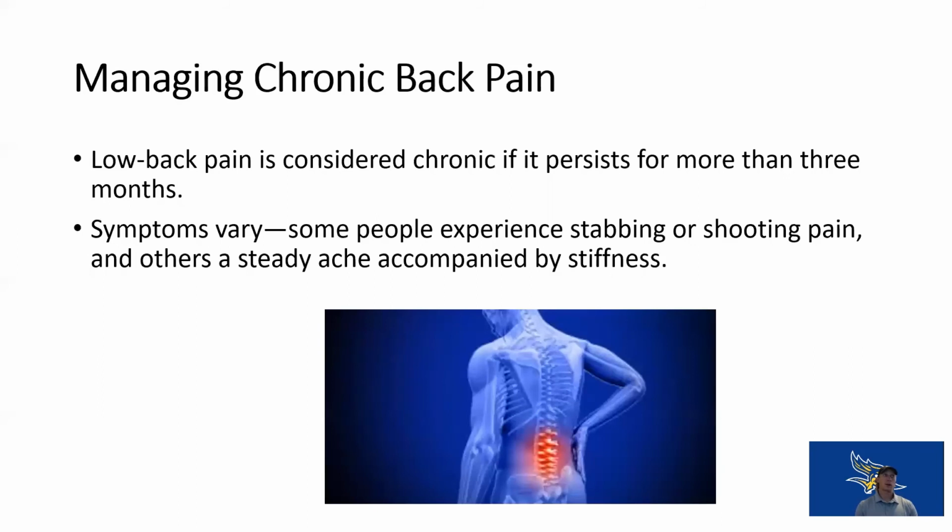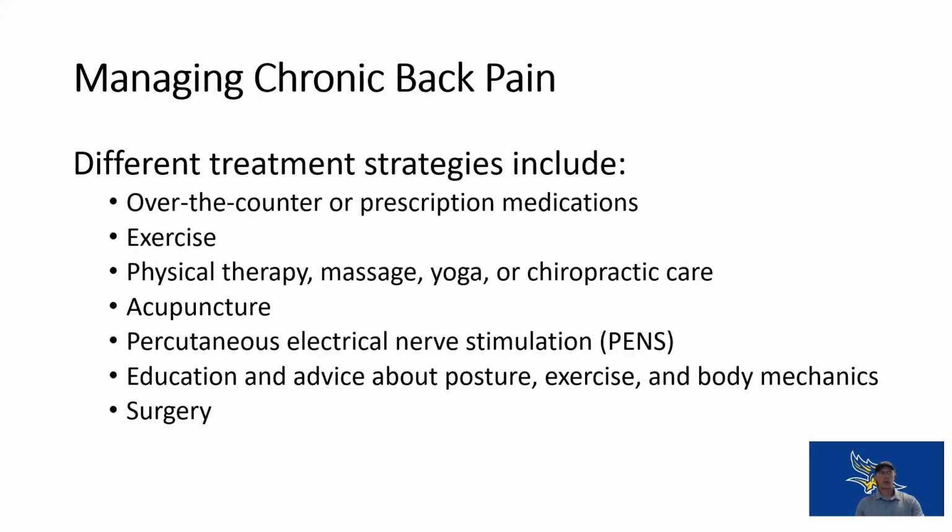Okay, what about chronic back pain though? Chronic back pain is something that persists for 3 or more months. This could be stabbing, shooting, aching, stiffness. These are all types of chronic back pain. Some treatments would be over-the-counter prescriptions, exercise, physical therapy, things like acupuncture or electrostimulation, and then also improving posture, lowering total body mass, and improving body mechanics, and in the worst case scenario, surgery.